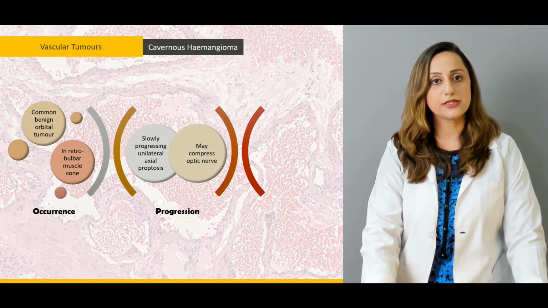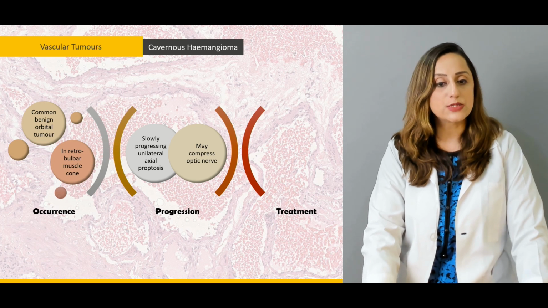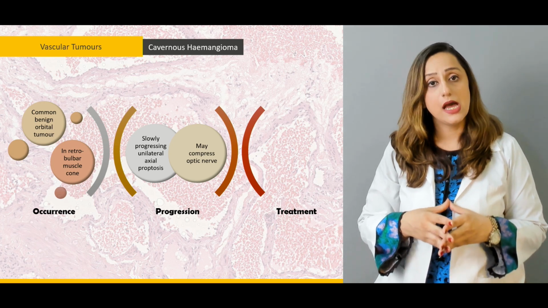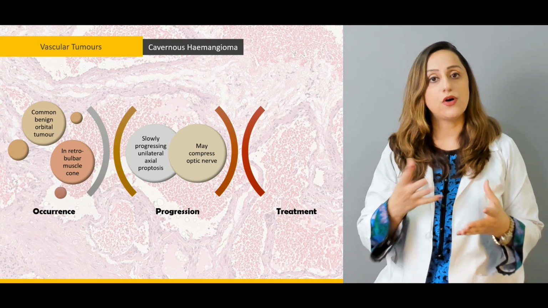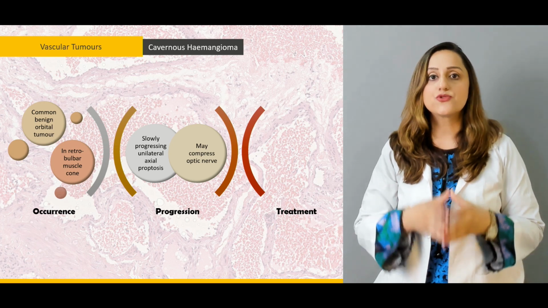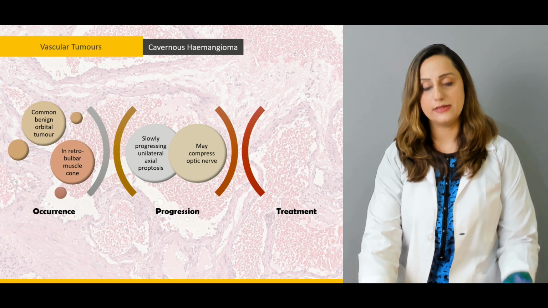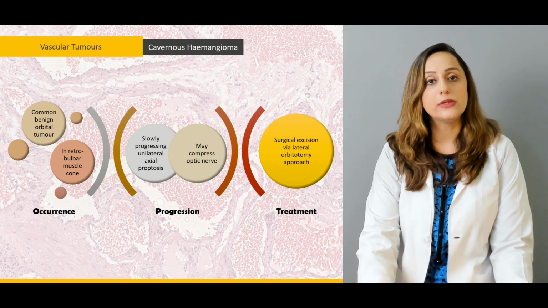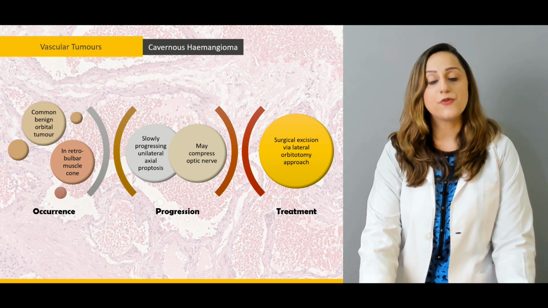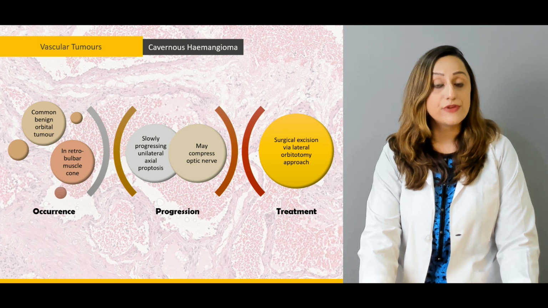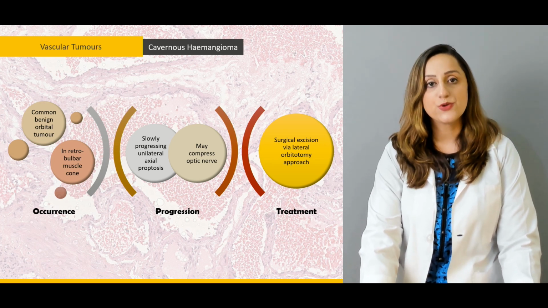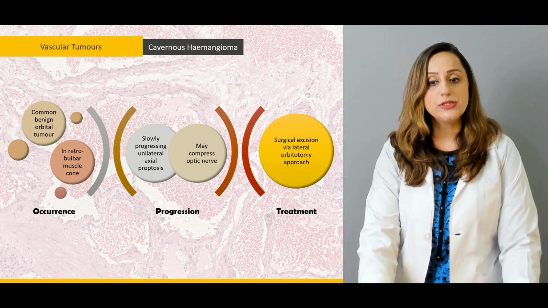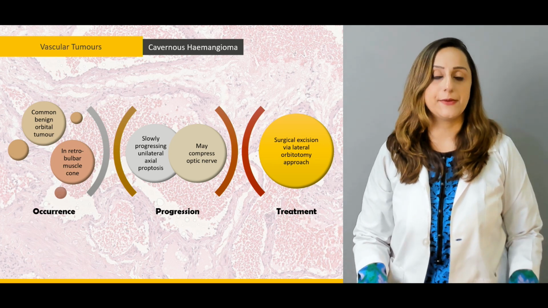Again, they may compress the optic nerve in these individuals, and once you have diagnosed this patient to be suffering from a cavernous hemangioma, the treatment obviously would start off with giving the systemic steroids or coupling it up with the beta blockers as well. But if all of these treatments are not remitted or they are unresponsive, then you're going to perform the surgical excision via the lateral orbitotomy approach. So this would be the particular approach that you're going to take.